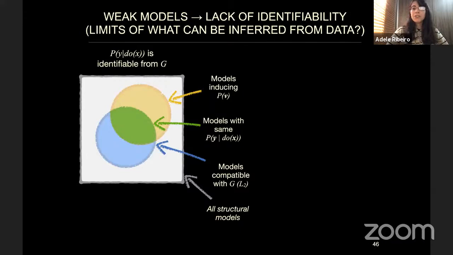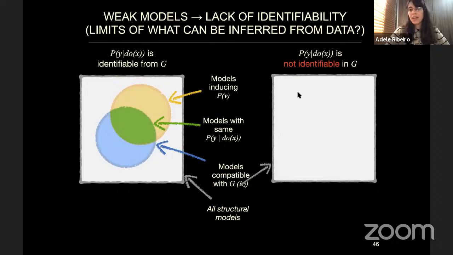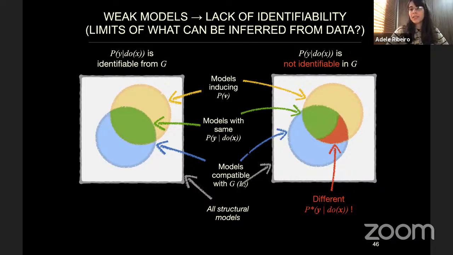I want to contrast this with the non-identifiable case. Again, if this is the entire space of all possible structural causal models, we will have the spaces compatible with the causal graph and compatible with the probability distribution. But in the intersection, we have some models saying that the interventional distribution is one thing, and another model saying that it's another. So we cannot ignore what the causal model is here. We cannot uniquely decide what the interventional distribution is.